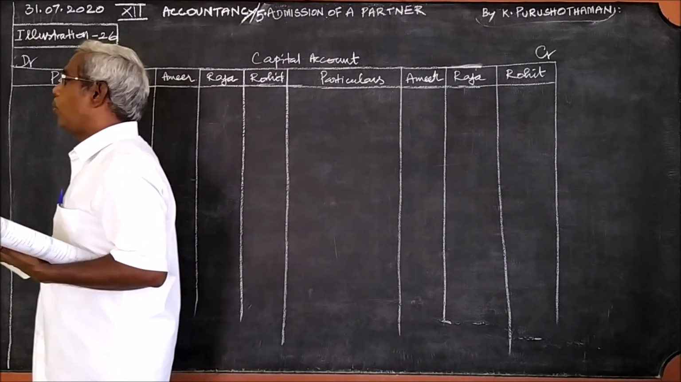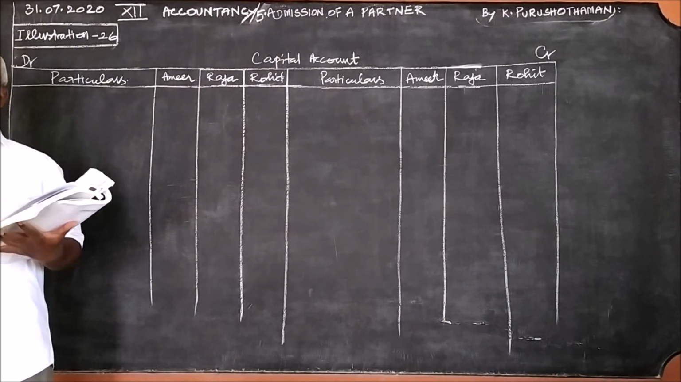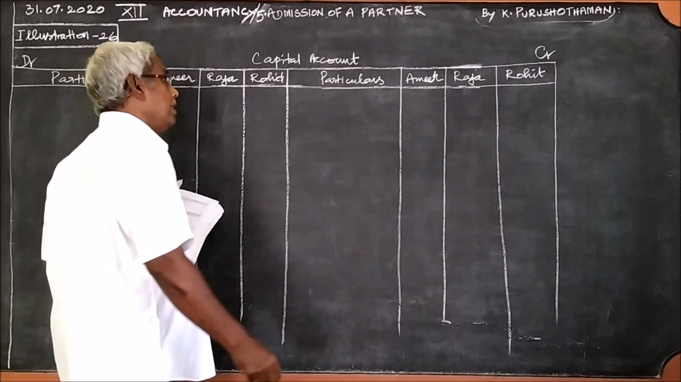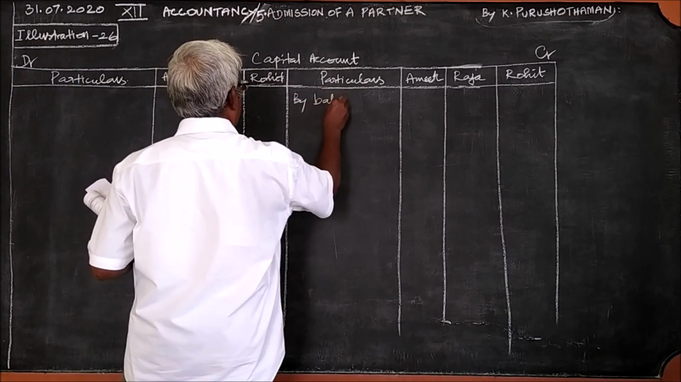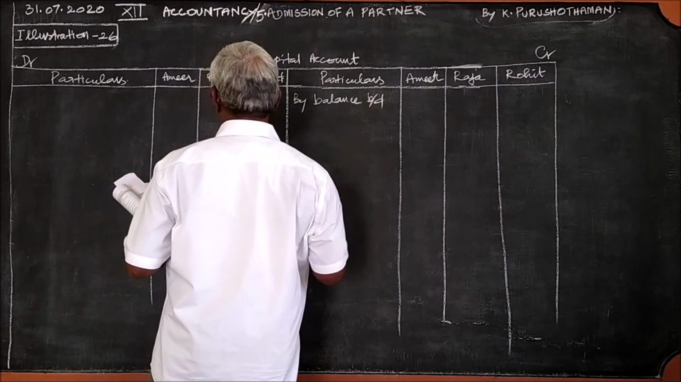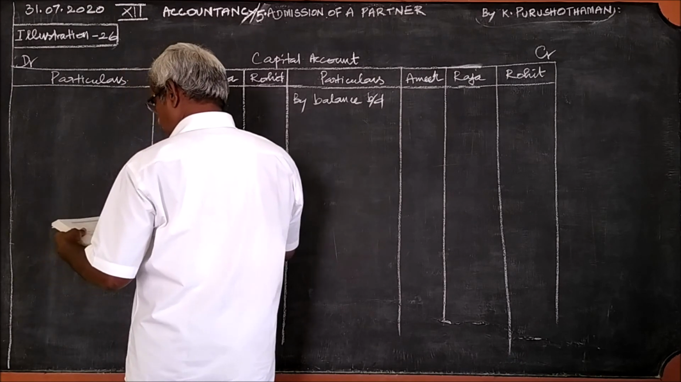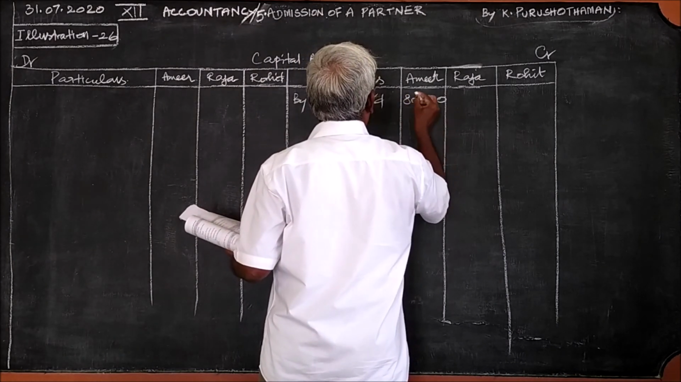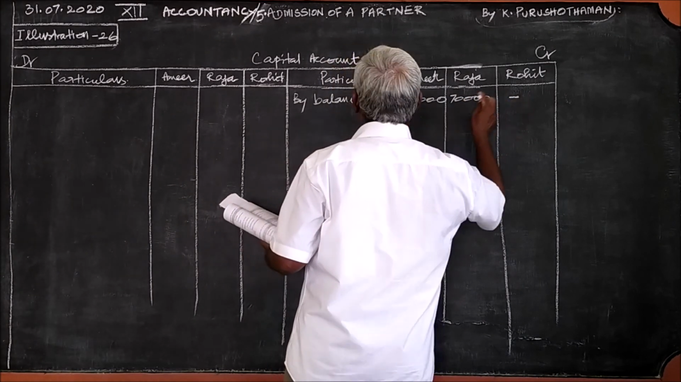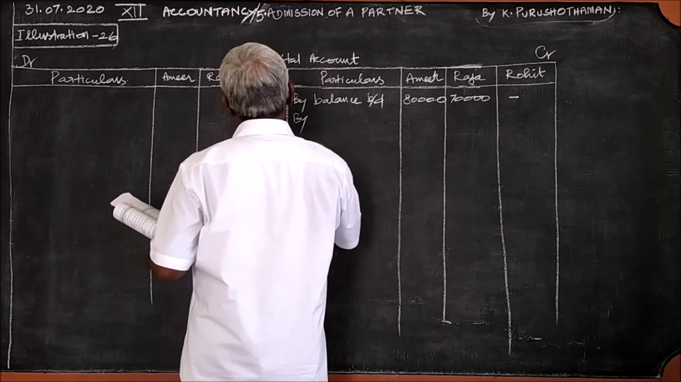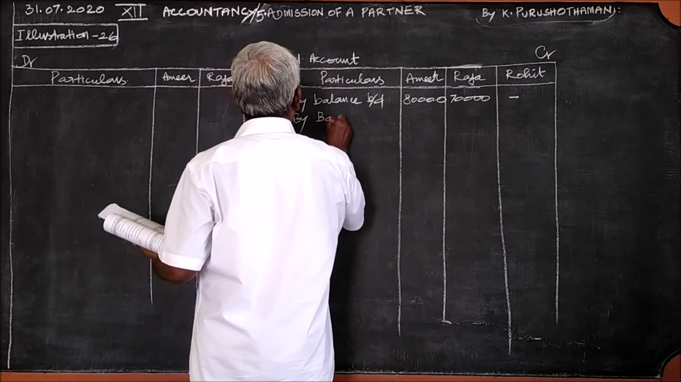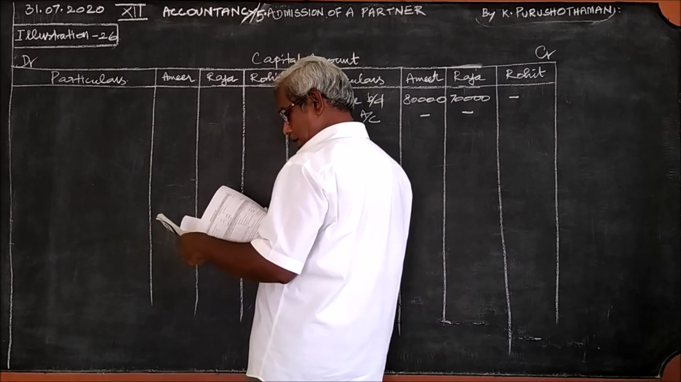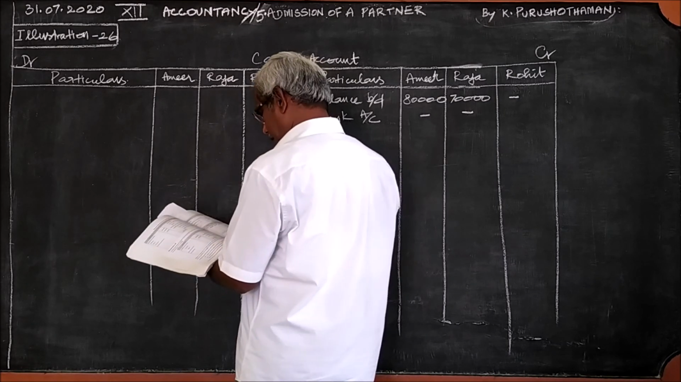Okay, where should we begin? I taught in the previous class. We should begin with the capital contributed by the old partners. That should be mentioned as by balance brought down. The capitals brought by the old partners, 80,000, 70,000. And immediately, what the new partner has brought in should be mentioned in the name of bank account, what he has been instructed to bring in. He introduces 30,000.